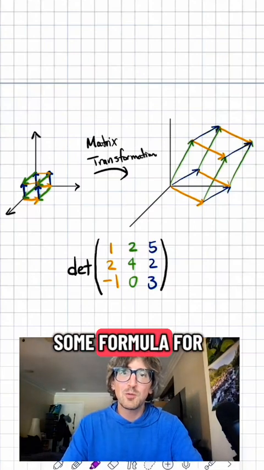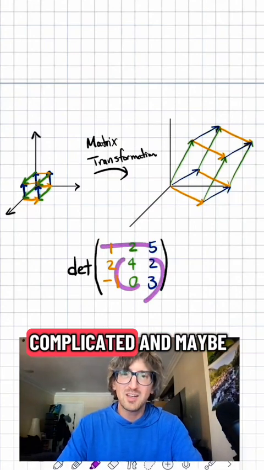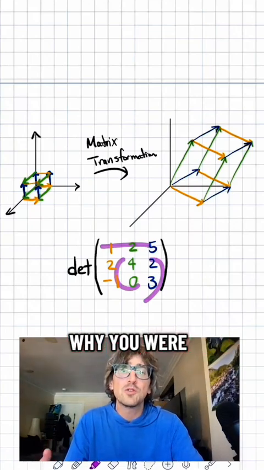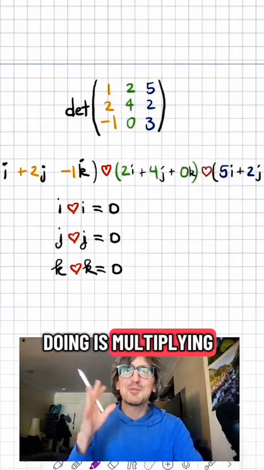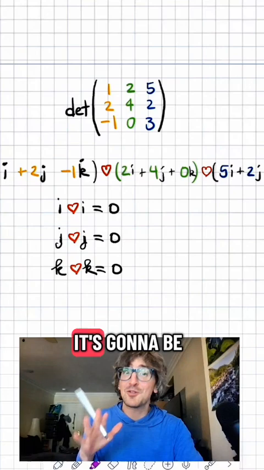Did you learn some formula for the determinant that was complicated, and maybe you didn't understand why you were doing it? I'm going to break down exactly what's going on. Really what we're doing is multiplying vectors together. I'm going to use this heart symbol. It's going to be a lot of fun.